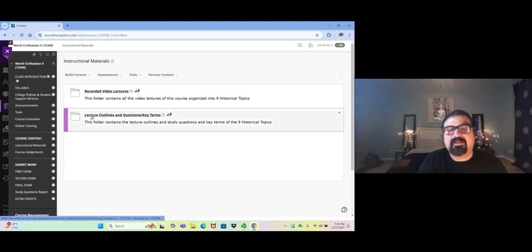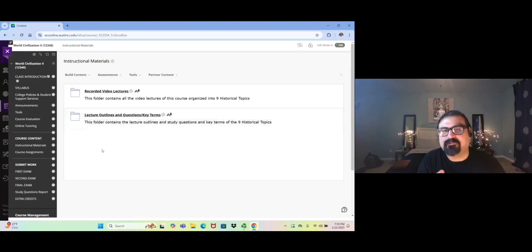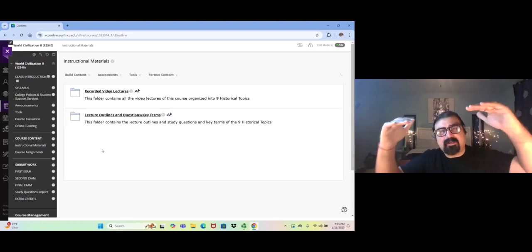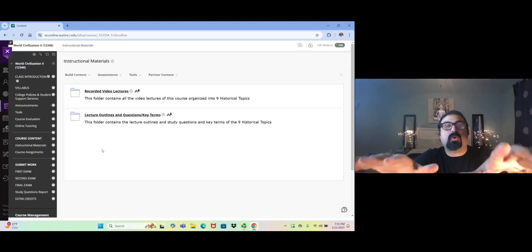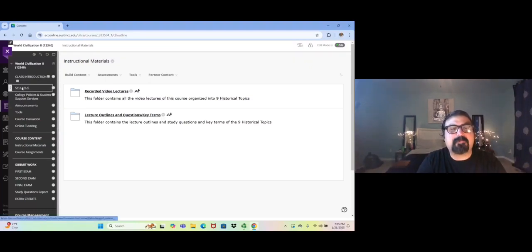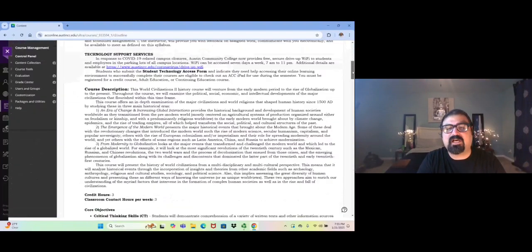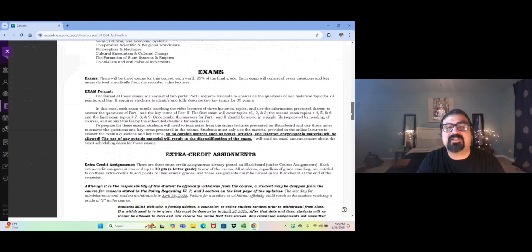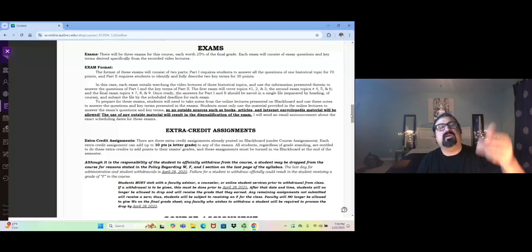The second folder is called Lecture Outlines and Questions. That folder has the specific lecture outlines that I'm showing you while I'm lecturing. That's just for your information. Those are not the lecture notes, just the important bullet points that you have to keep in mind. Now, in terms of the exams, there will be 3 exams. Every time we cover 3 topics, we have an exam.